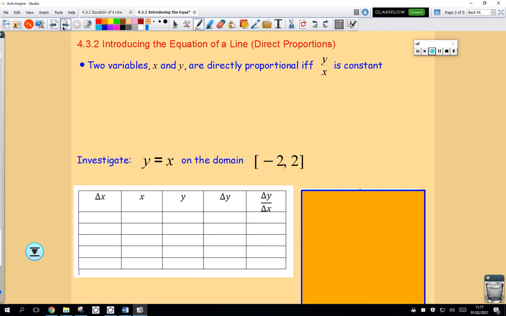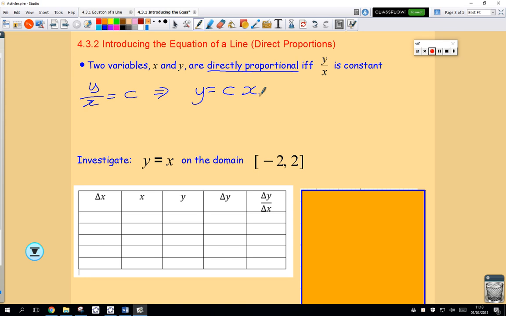In this class we're going to look at introducing direct proportions, which we'll talk about in a bit. Just a little definition first. What are direct proportions? We say the two variables, in this case x and y, are directly proportional if and only if y divided by x is a constant. In other words, when I divide one of the variables by the other, if I always get the same number, then we have what's called a direct proportion. So y over x is equal to some constant. Another way to write that is that y is equal to some constant times x.